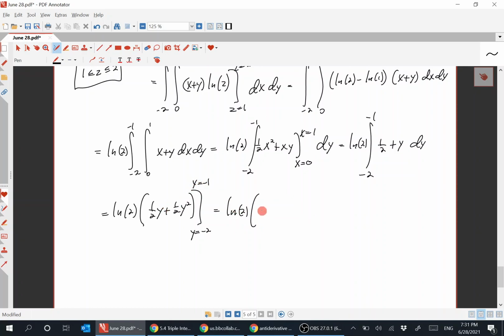So this is at -1, so it's -1/2 plus 1/2 at y equal to -1. Right? -1/2 plus 1/2. And then at -2, -2 times 1/2 is -1, and then this stays positive, 4 over 2 is 2. So -1 plus 2 is just 1, and of course that's 0. So it's just -1, and the answer is negative natural log of 2.